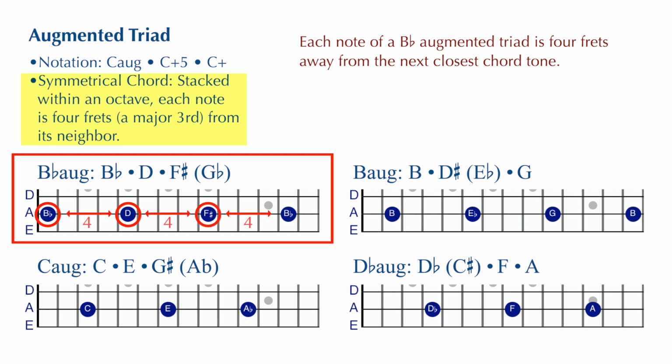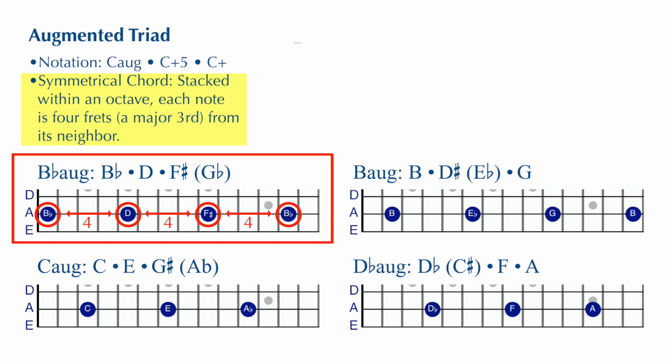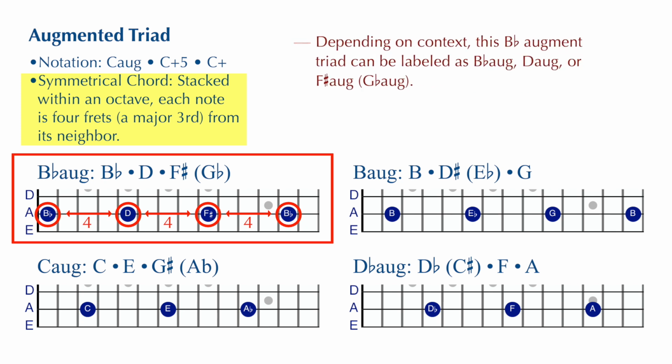If you plot those notes out on one string, you'll find that every single one of these notes is 4 frets away from its neighbor. If we add another B-flat an octave higher than our first B-flat, that note is 4 frets away from this F-sharp, and the sequence starts all over again. The symmetry of an augmented chord makes it flexible.